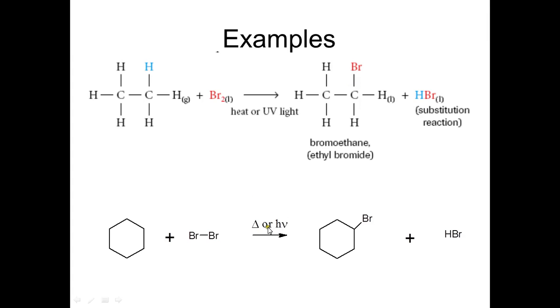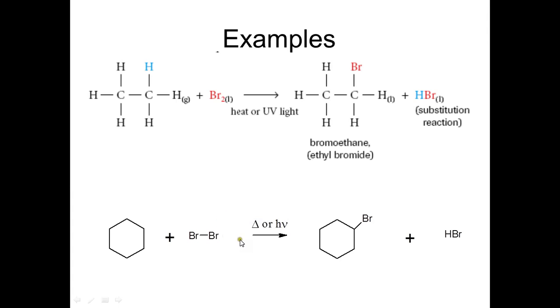Here, over the arrow, which is also listed in the previous example, is an indication of its environmental conditions. So the triangle means that there's heat, and hv is just generic notation to indicate that light, probably UV light, is necessary to make this reaction happen.